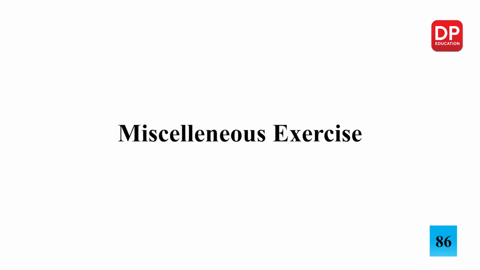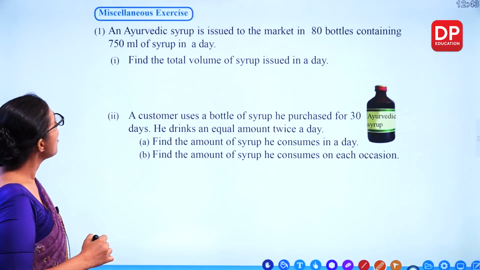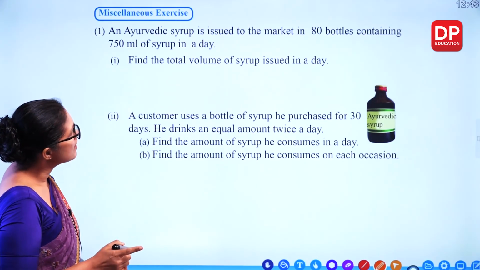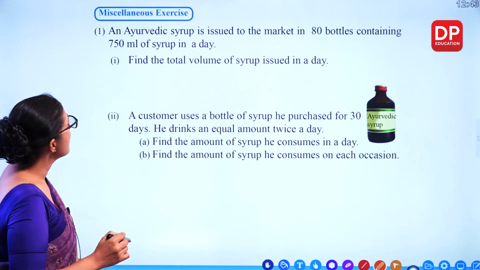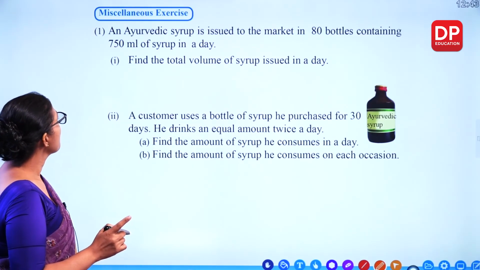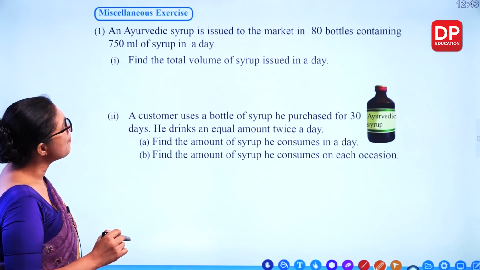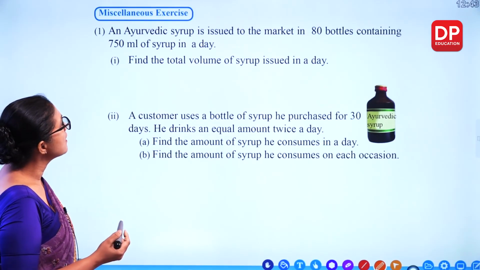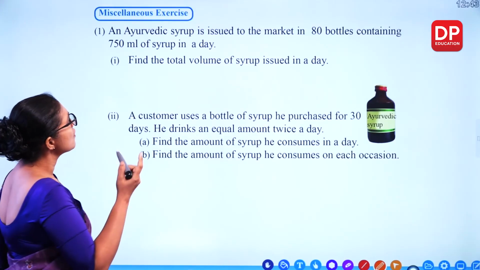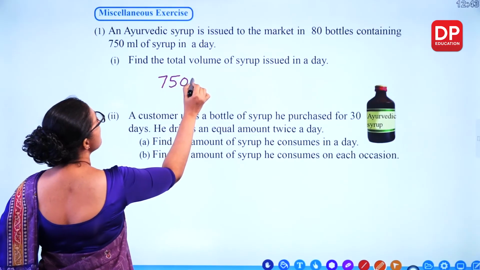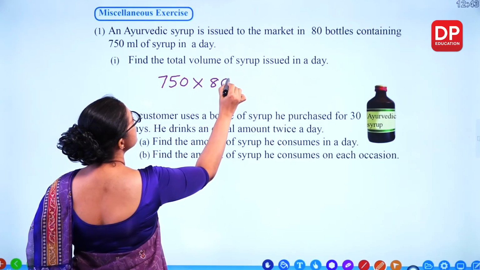Now we'll look at the miscellaneous exercise. Question number 1. An Ayurvedic syrup is issued to the market in 80 bottles containing 750 milliliters of syrup in a day. Find the total volume of syrup issued in a day. So that's 80 bottles. So multiply by 80. So 750 multiplied by 80.